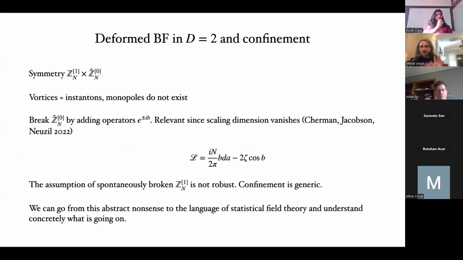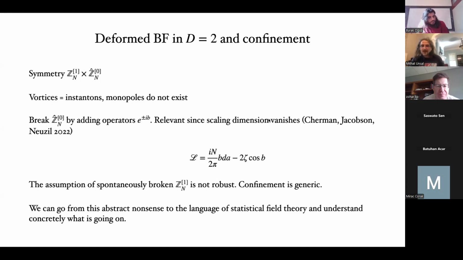Now let's go to examples. So D equal to 2 dimensions. We show that to all orders in perturbation theory, for the abelian XY model, we land on this BF theory. Now I replaced varphi with B. So the symmetry is there is a Zn one-form symmetry and a Zn zero-form symmetry. In this case, vortices are instantons and monopoles do not exist. And we want to break this Zn zero-form symmetry, and I want to add operators, exponential of iB, which break this Zn zero-form symmetry explicitly.